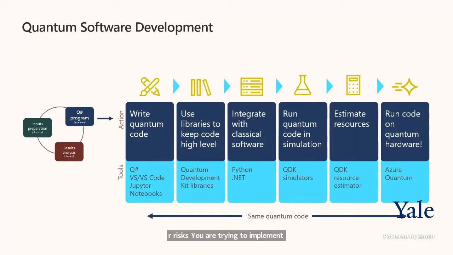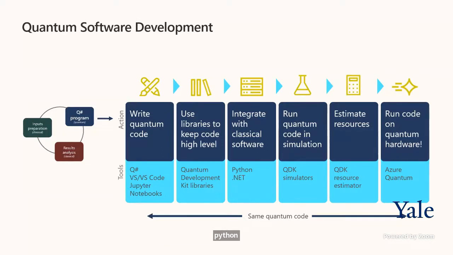Next step, once you have your quantum code written, you need to integrate it with classical software. Q# can be integrated with either Python or .NET family of languages, C#, F#. I've tried it with Visual Basic.NET. I wouldn't recommend you to do this, but I have tried it. And later today, I will show you how it works with both of them. Well, not Visual Basic.NET, C# and Python.